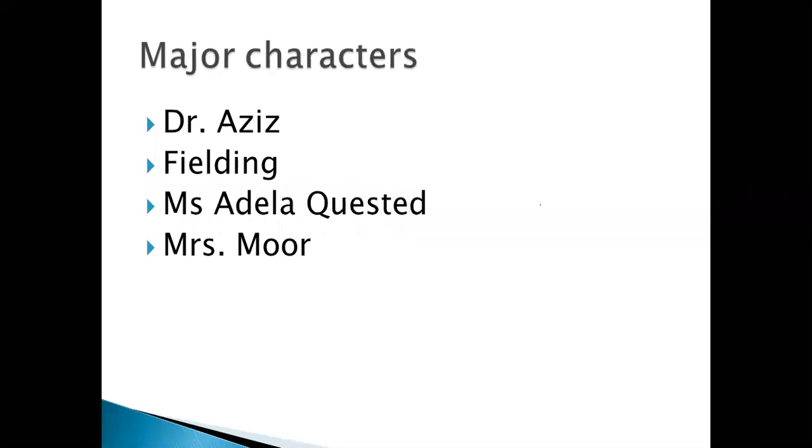Then you will find characters. So when you study characters, and I hope you must have studied characters, you should be very careful about major characters, because major characters we have to study specially. Otherwise, there are many other characters, but we are not supposed to study all those characters.